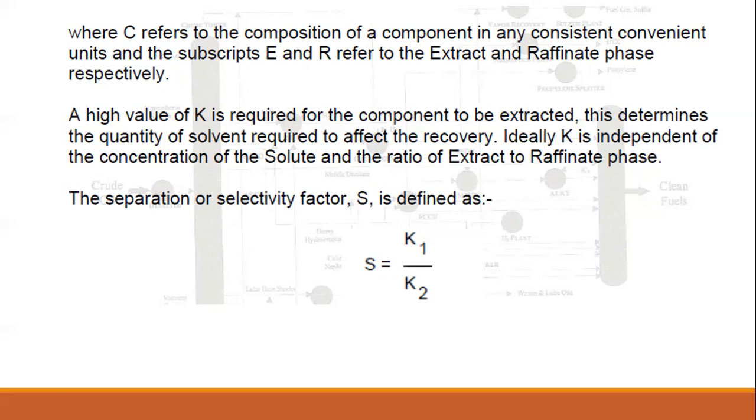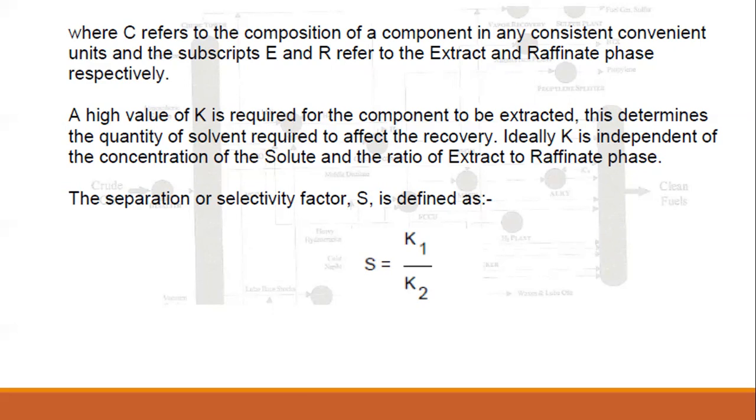This determines the quantity of solvent required to affect the recovery. Ideally, K is dependent on the concentration of the solute and the ratio of extract to raffinate phase. The value should be high for the components to be extracted. So it gets into the raffinate basically from the extract, or it should be required for the component to be extracted.